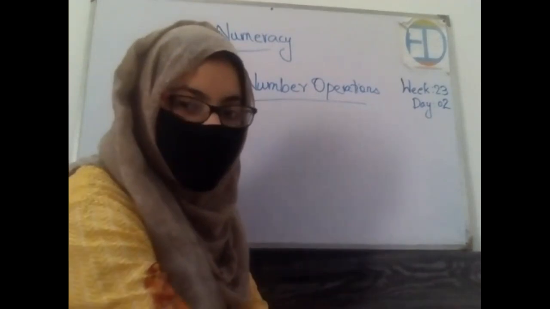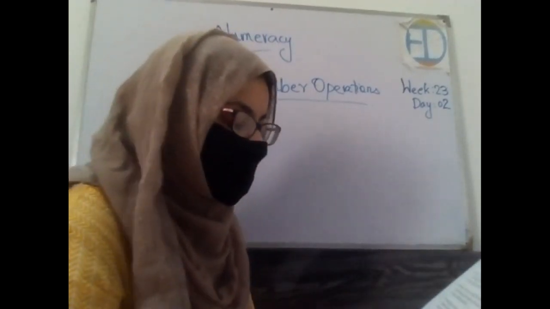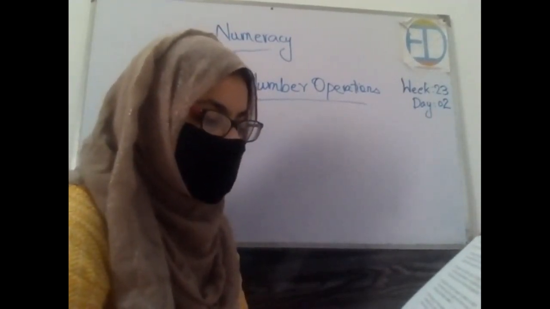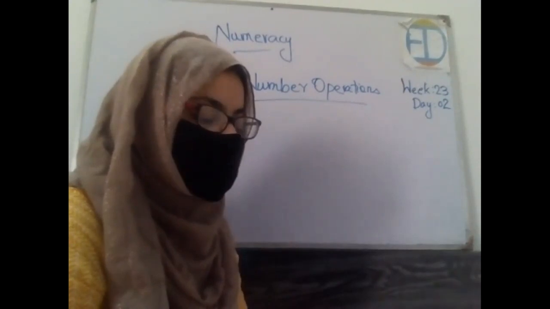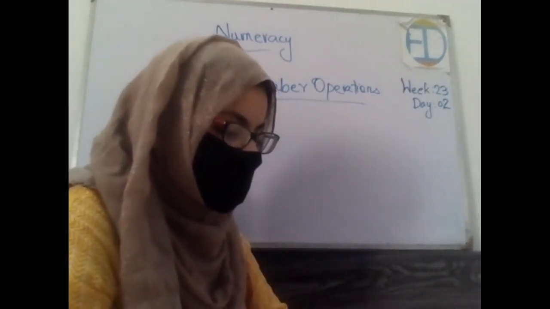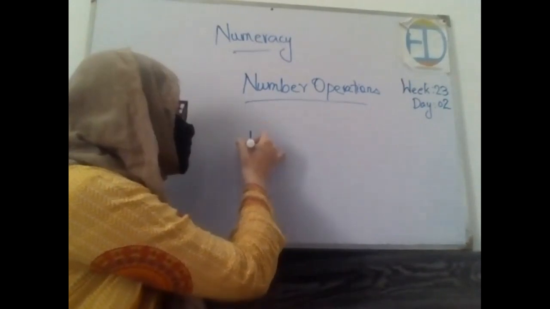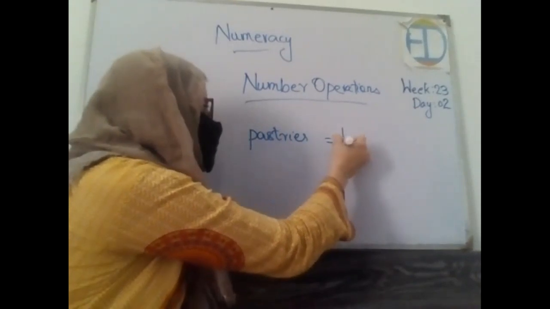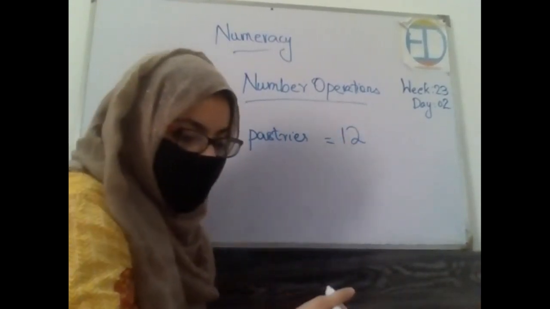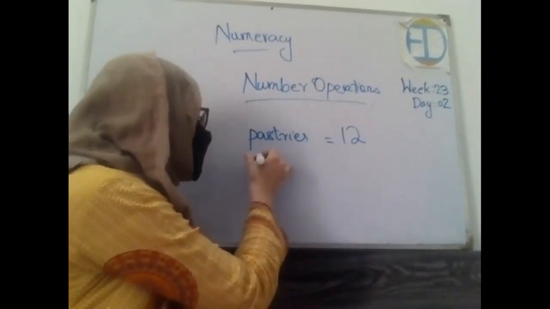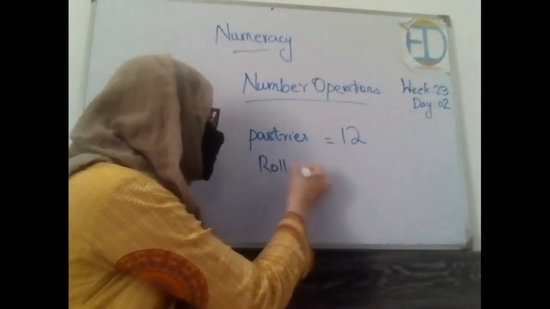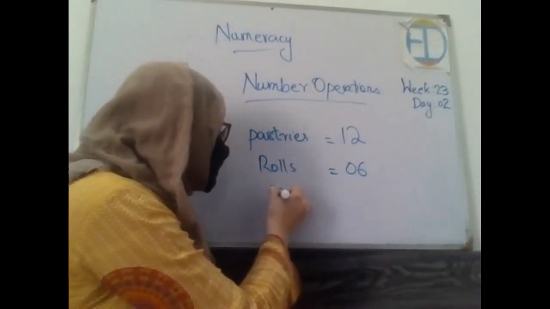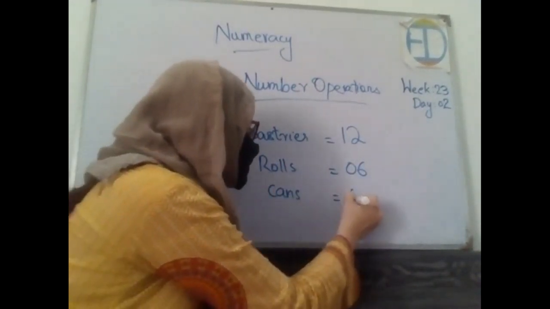So look at the first question. It says that Fahim goes to the bakery to buy a dozen pastries, right? Half a dozen rolls and 6 cans of juice. So let's note down the data. A dozen pastries, how much pastries? A dozen, and a dozen contains 12, right? The next we have half a dozen rolls. So half a dozen means how much rolls do we have? 6. And we have cans. The cans are also 6.